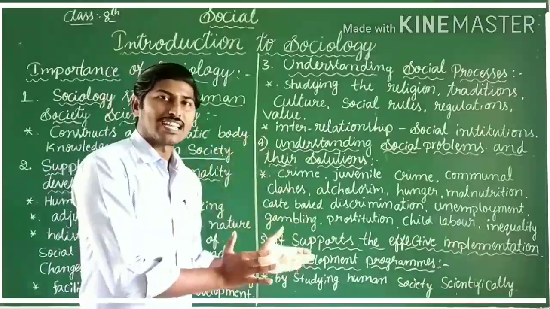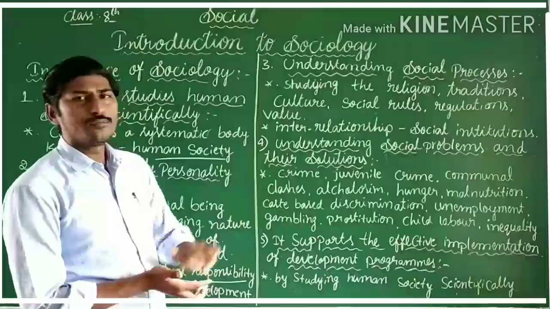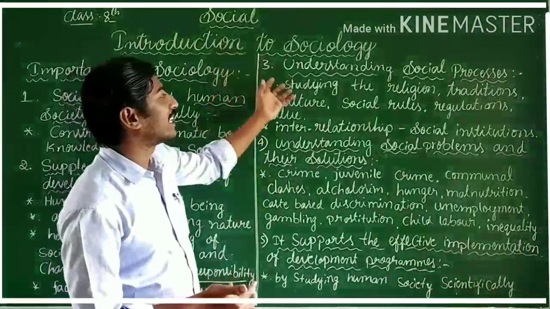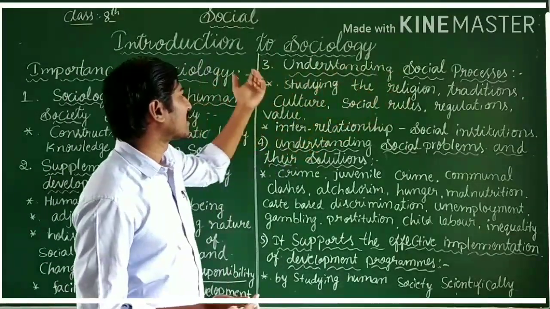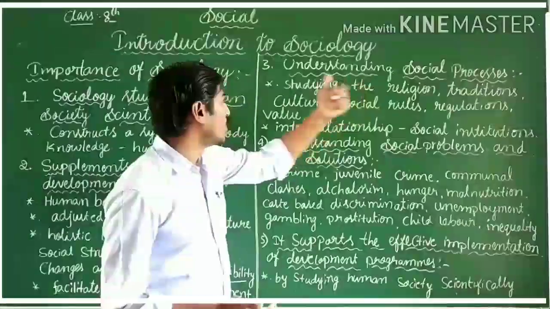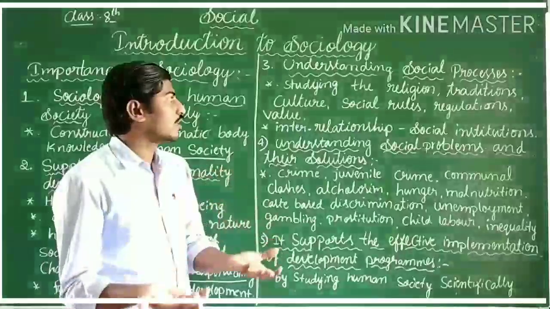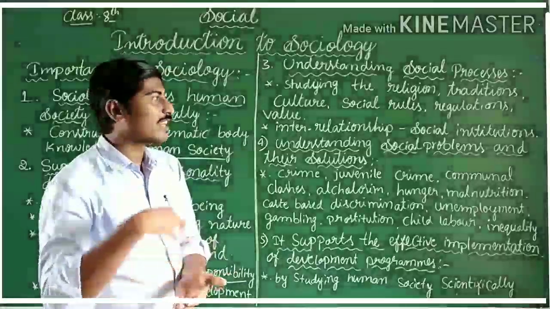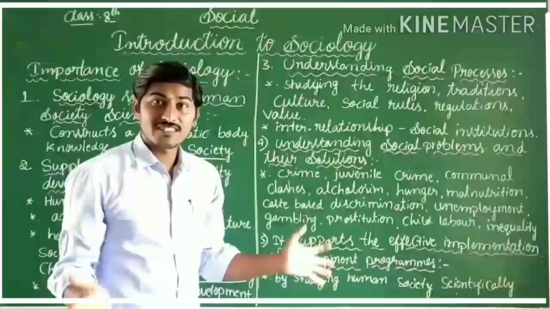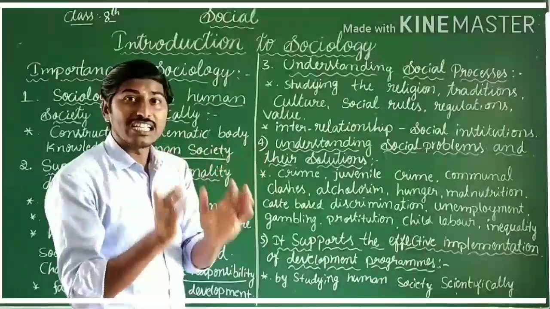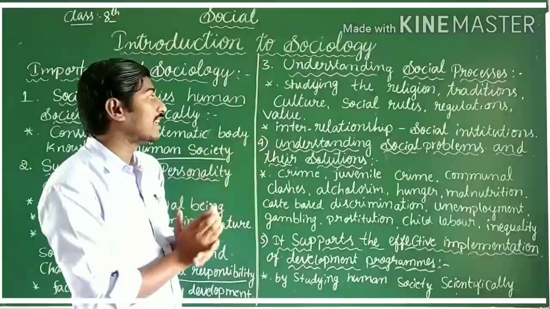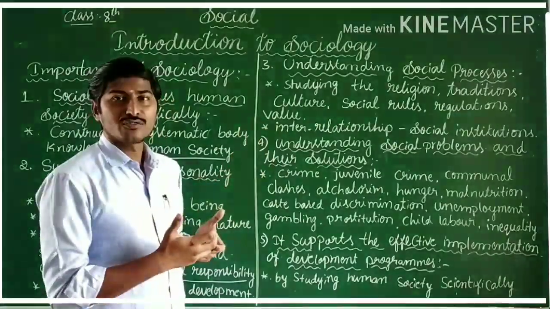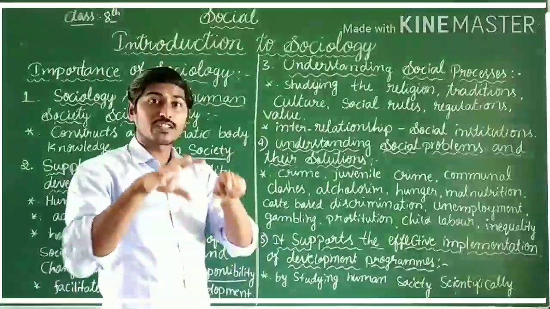That one we can understand through sociology. In sociology, human beings study religion, traditions, culture, social rules, regulations, and values. In society, we can learn the religious aspects and activities, the traditions, the cultures in our society and family, and the social rules, regulations, and values which we have to adopt in society.